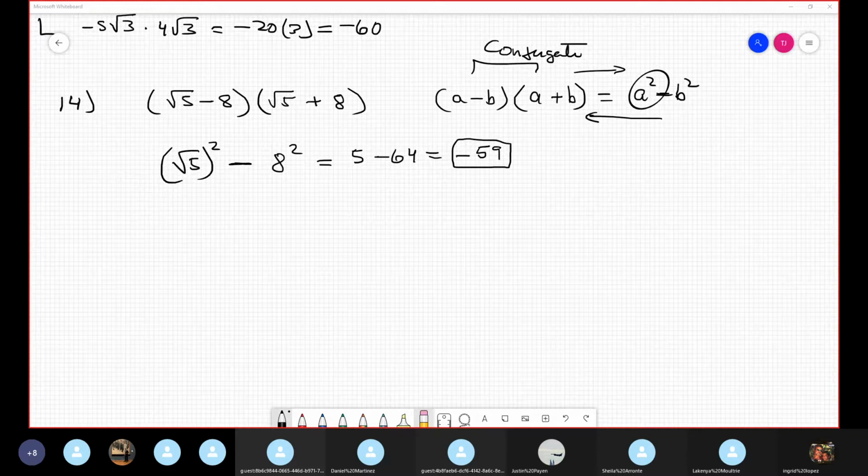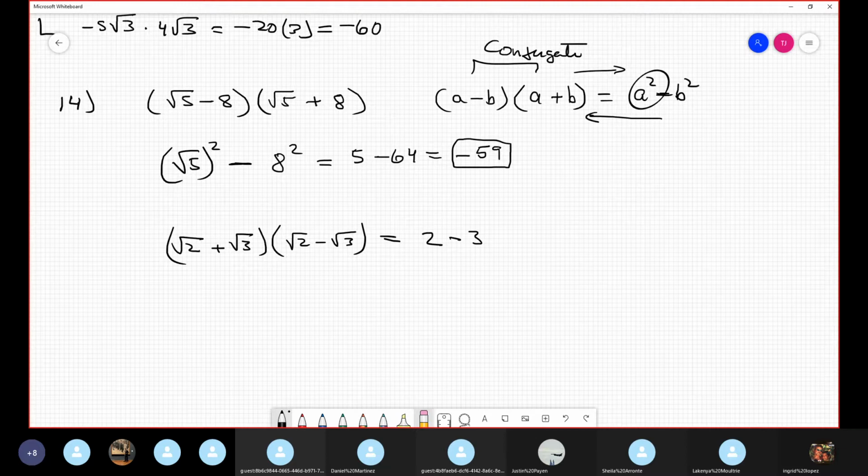Conjugate, suppose radical 2 plus radical 3 times radical 2 minus radical 3. This is a conjugate, right? It's the square of the first, which gets 2, minus the square of the second, which gets 3, because radical 3 squared is 3. And the answer is negative 1. Unbelievable. The answer is just a number.